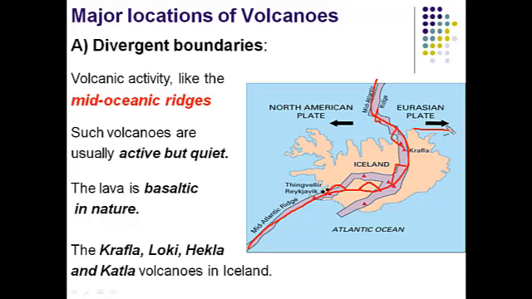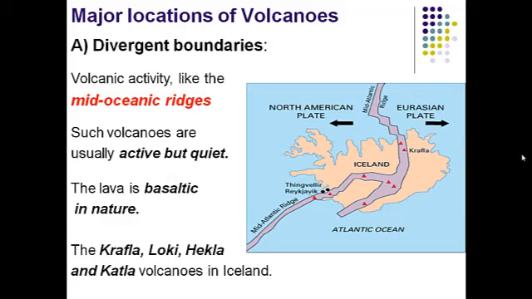Here the two plates are diverging. On the eastern side, the Eurasian plate is diverging, and on the western side, the North American plate is diverging. This divergence of the plates is due to the magma that is pushing the earth crust beneath the ocean, and due to this, the plates are slowly diverging towards either side. Now, such volcanoes are called divergent plate boundary volcanoes, and these volcanoes are mainly active and quiet. They're basaltic in nature, meaning basic in nature. They contain less amount of silica. The examples are Krafla, Laki, Hekla, Katla in Iceland.